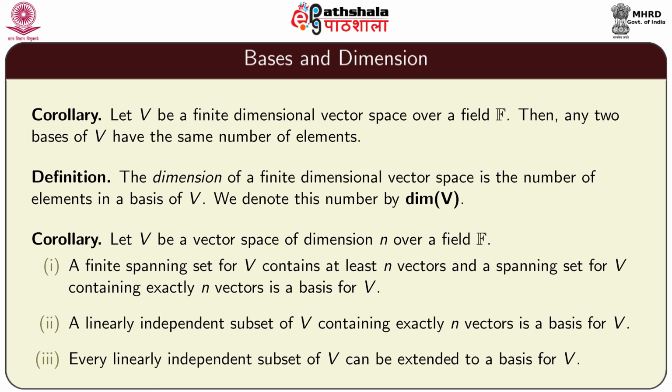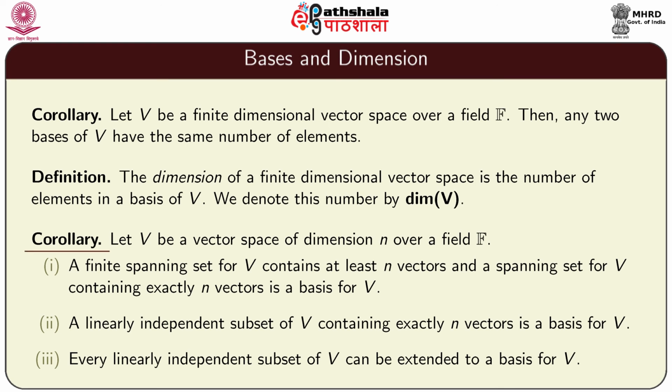This allows us to define what is called the dimension of a finite dimensional vector space, and that is nothing but the number of elements in a basis of V. This number, just now we have seen, is a well defined number, because any two bases have the same number of elements, and therefore we can indeed call it the dimension and denote it as dim V.